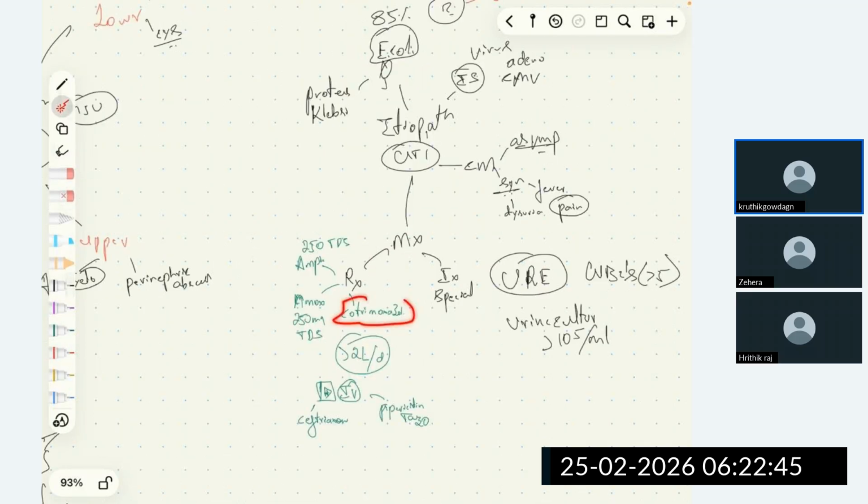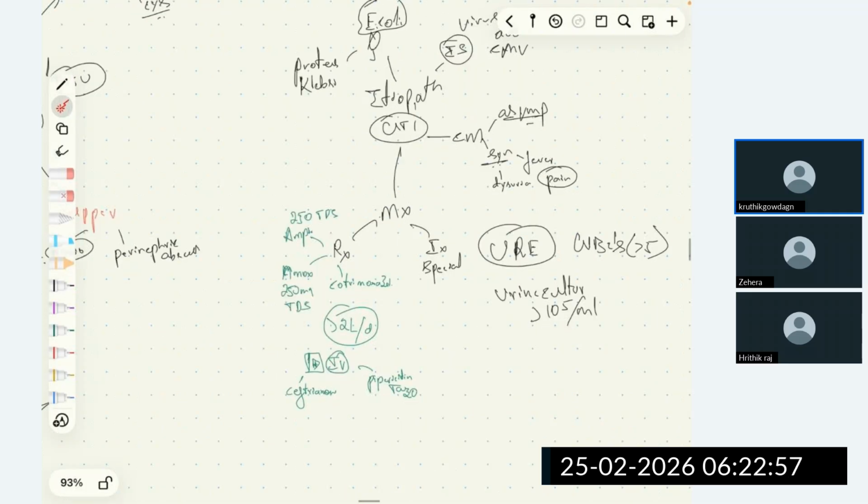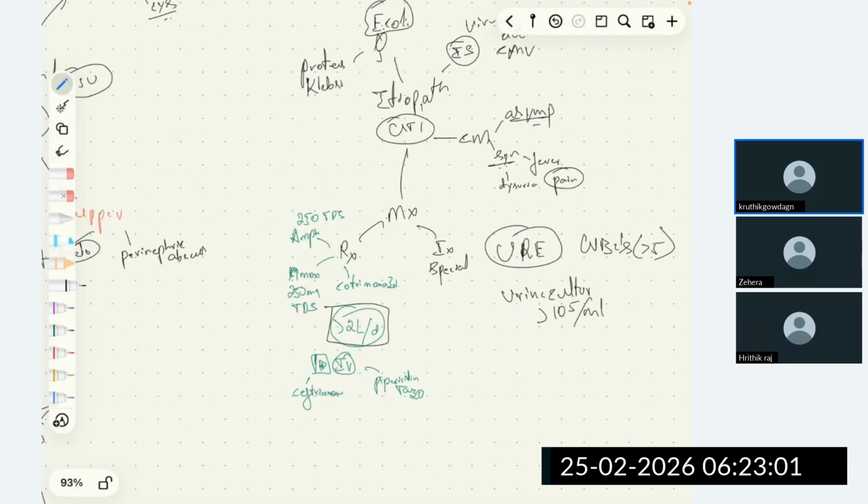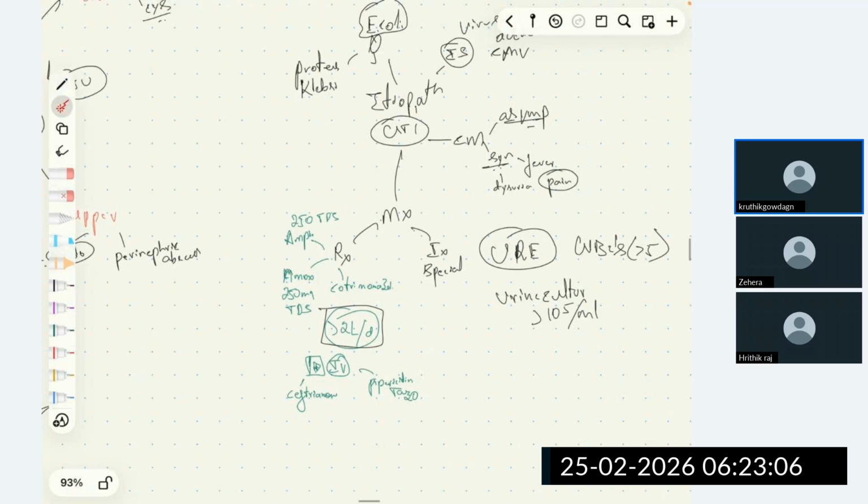Cotrimoxazole is the most commonly used drug. We can also use ampicillin and amoxicillin, given as 250 mg three times a day. And also, we should advise the patient to drink more than 2 liters of water per day. If the patient has severe disease and is hospitalized, we can give IV antibiotics like IV ceftriaxone. Or if the patient is not responding to IV ceftriaxone, we can give piperacillin tazobactam.